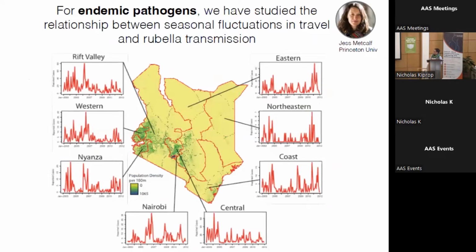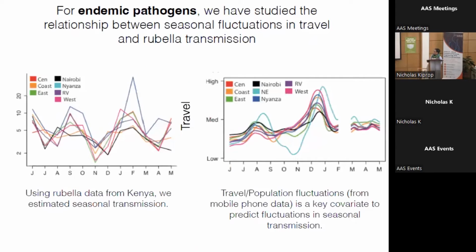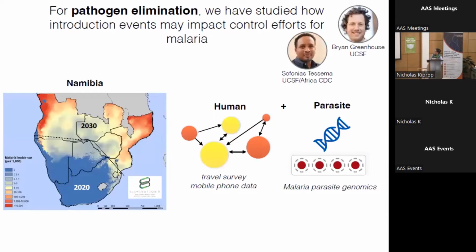This is work with Jess Metcalf at Princeton, where we were looking at rubella. Rubella is a directly transmitted vaccine-preventable disease. It's very similar in presentation to measles. We looked at rubella dynamics and seasonal fluctuations in how people are moving, trying to relate the seasonal patterns we see in transmission to seasonal patterns we see in mobility, and how well the mobility data can predict when we expect higher transmission of rubella.